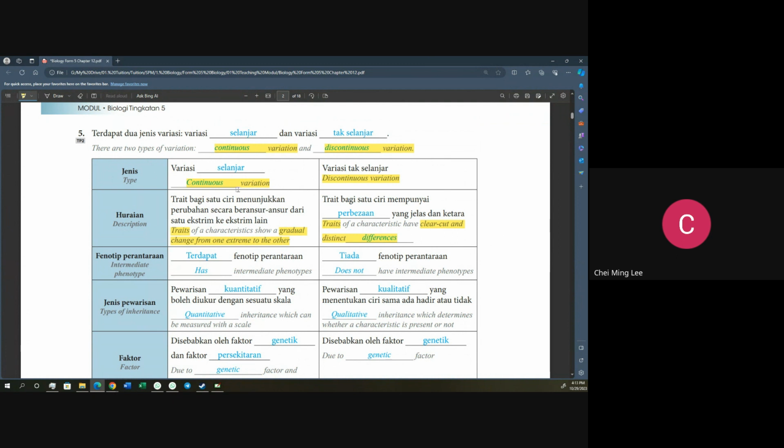So for continuous variation, because it's a measurement, it has intermediate phenotypes. Like tall, very tall, short, very short, and in the middle, not so tall and not so short. As for discontinuous variation, because it's only about yes or no, it doesn't have intermediate phenotypes.